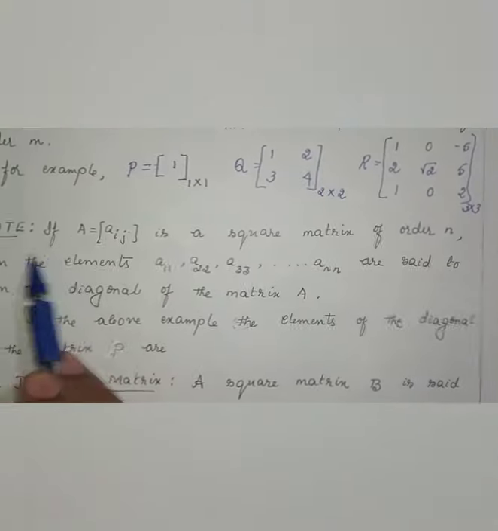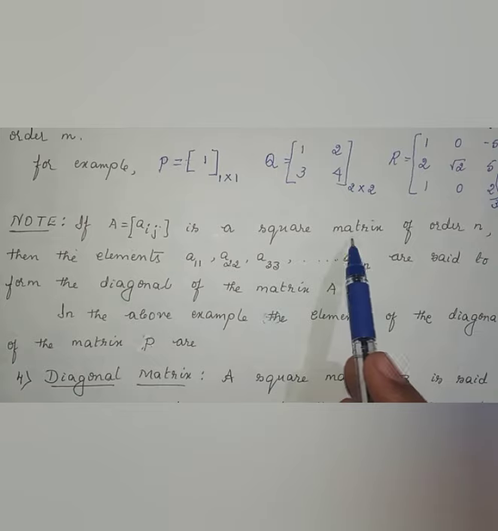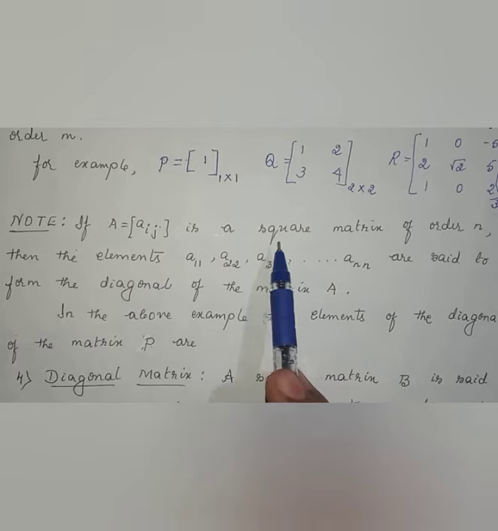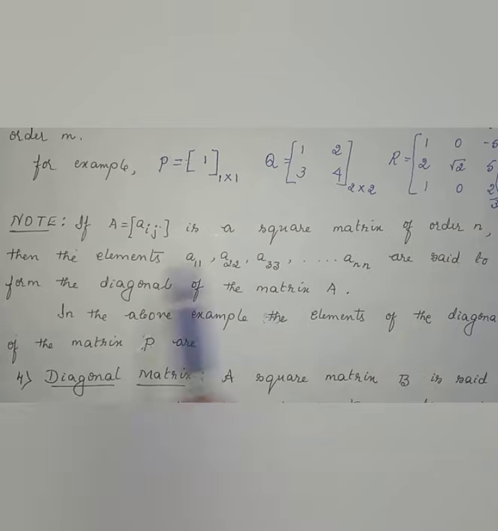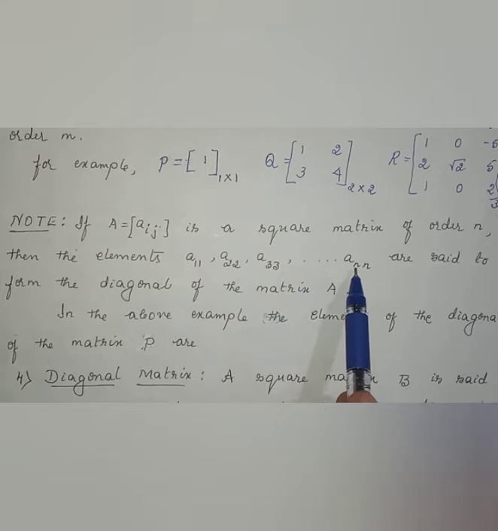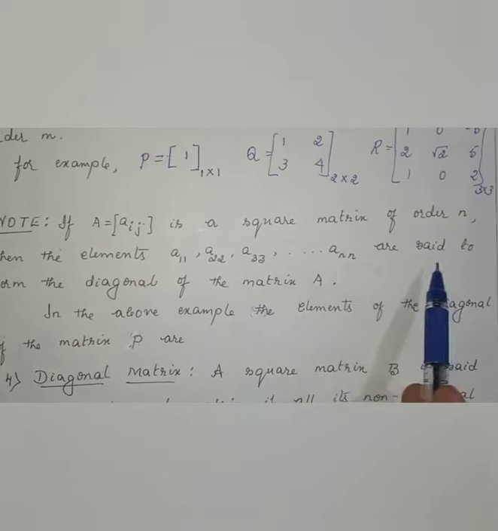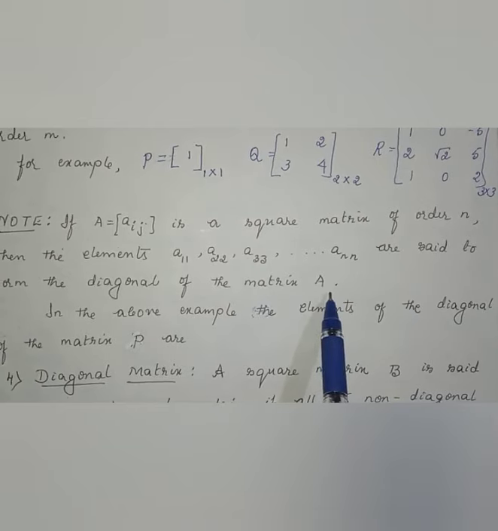So, here there is one note. If matrix A equal to Aij is a square matrix, diagonal elements are obtained only when the matrix is a square matrix. If it is a square matrix of order n, then the elements A11, A22, A33, etc., ANN (if I represent the matrix of order n, the last entry should be ANN) are said to form the diagonal of the matrix A, that is, the diagonal entries of the matrix A.